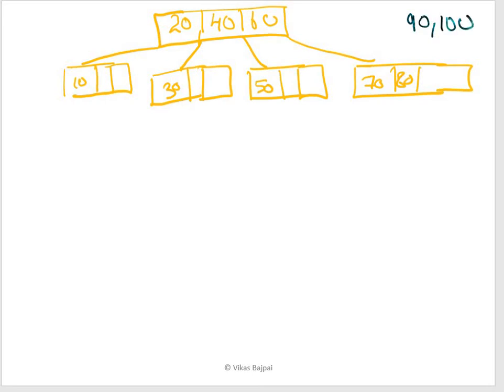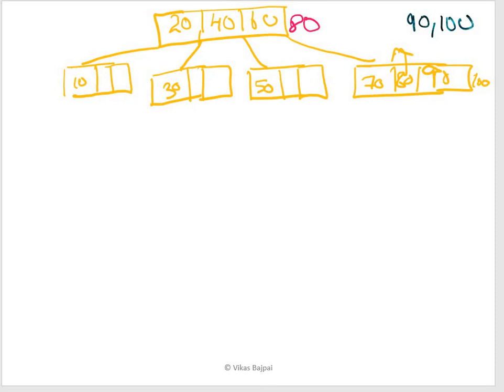When 90 comes, easily I can accommodate. Now when 100 comes, once again I need to take a call. I need to once again break it. So how is it going to look now? It would be like, once again this needs to go up, and if this goes up to this position, once again I need to break this.